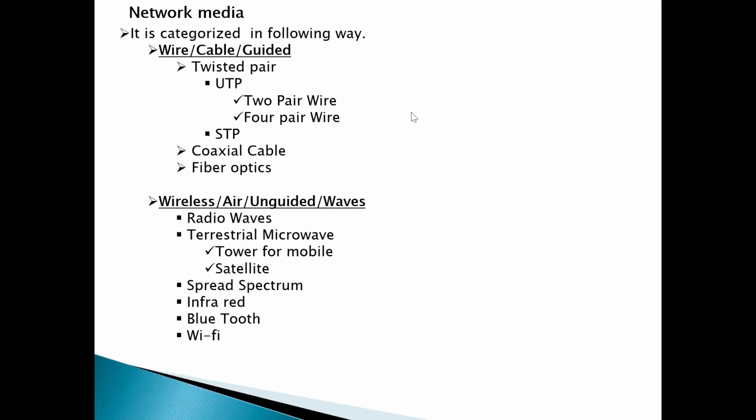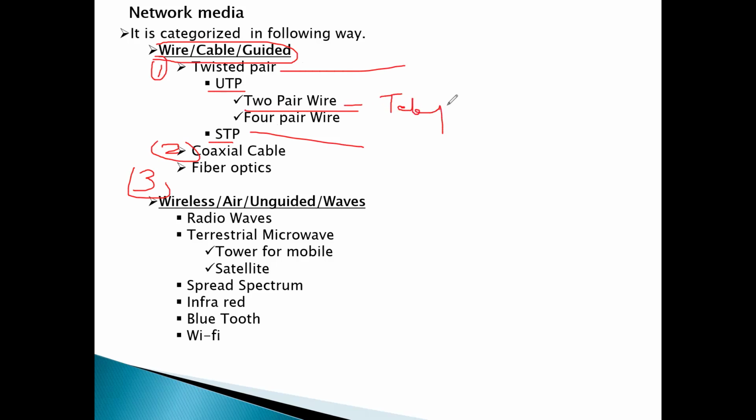Now further categories are given, or further detail. The first network media is wire, cable, or guided media. It can have three types of cable. One is twisted pair cable, second is coaxial, and third is fiber optic. In the whole world, these three cables are used in computer networks. Twisted pair has two other categories, UTP and STP. UTP will have two pair wire and four pair wire. The two pair wire is used in telephone networks. In computer networks, normally we use four pair wire.